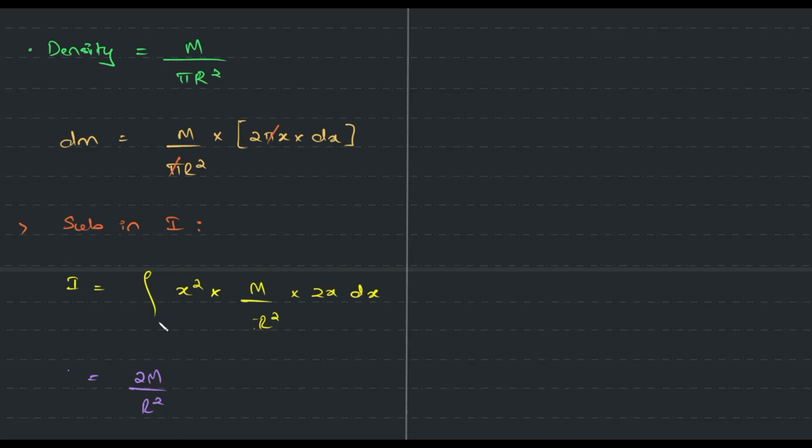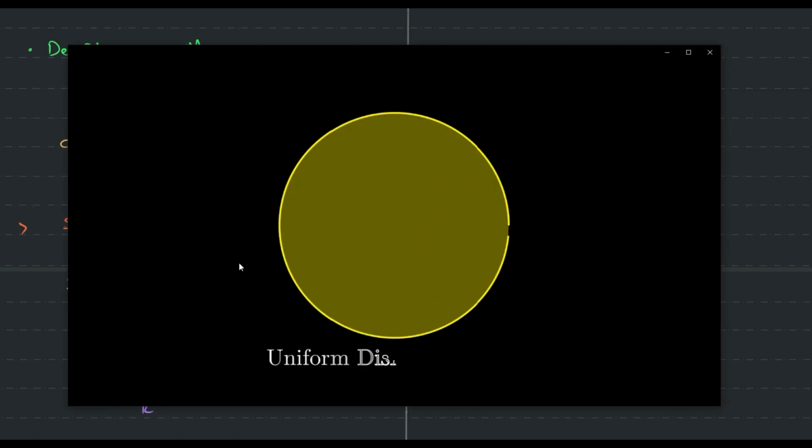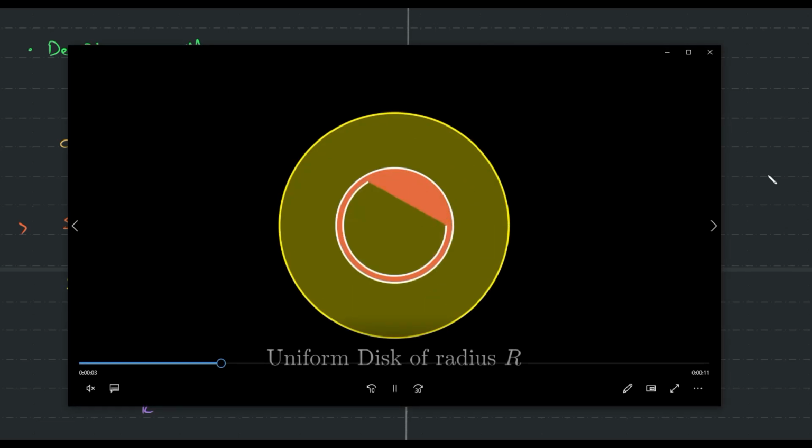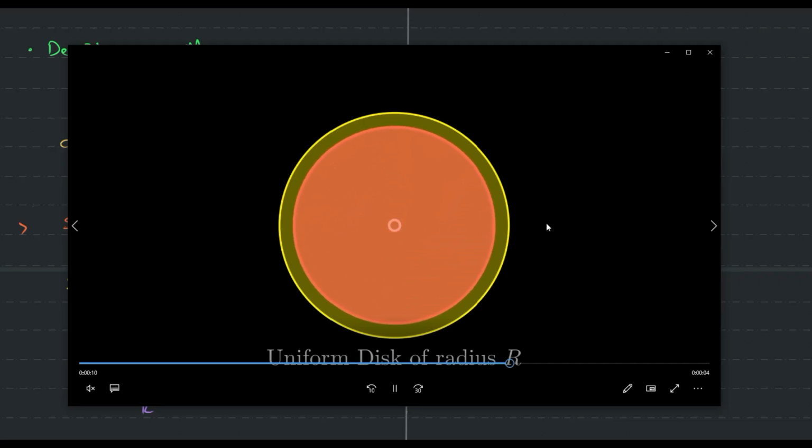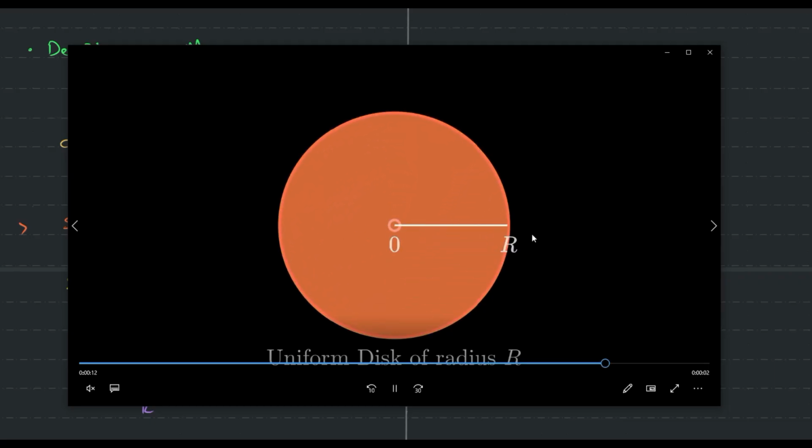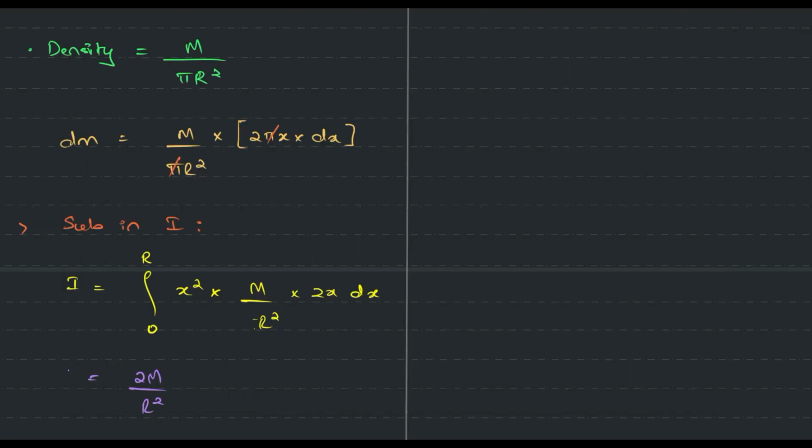Now, oh sorry, we are integrating from what to what? We are integrating from 0 to r. This we saw from this animation. So this small ring has to vary from a dot to a radius of r. And so we have this to be the integration of x cube, so x into x square into x is x cube. So x to the power of 4 by 4.